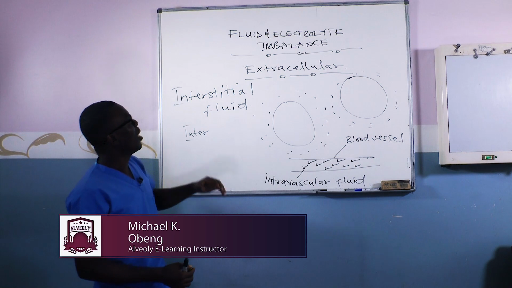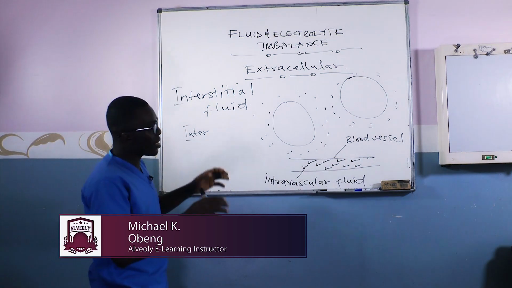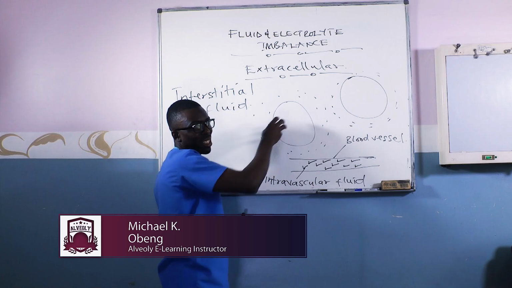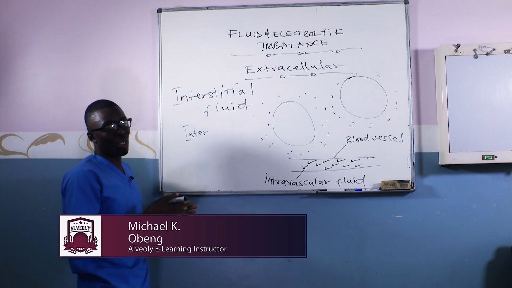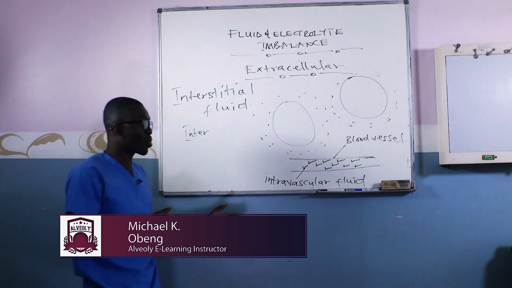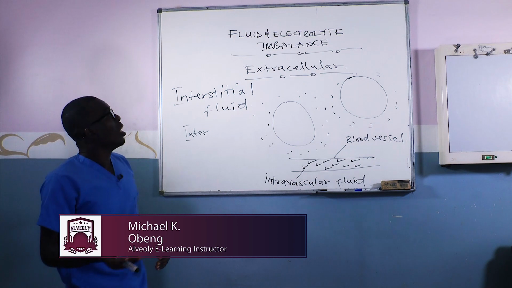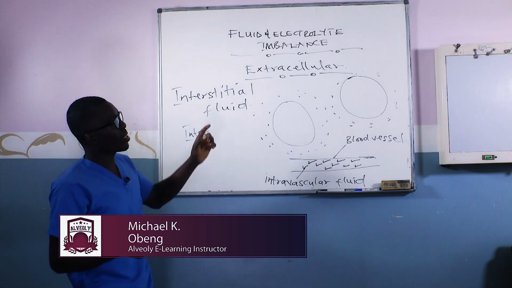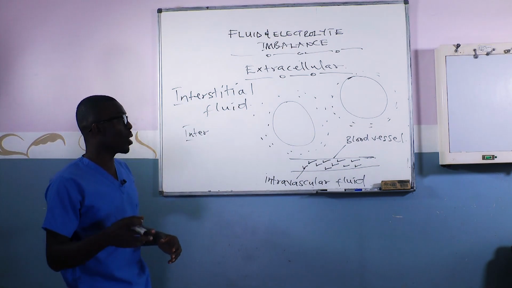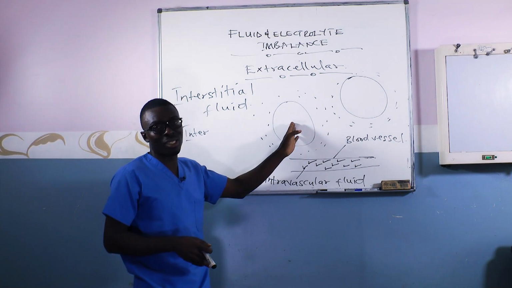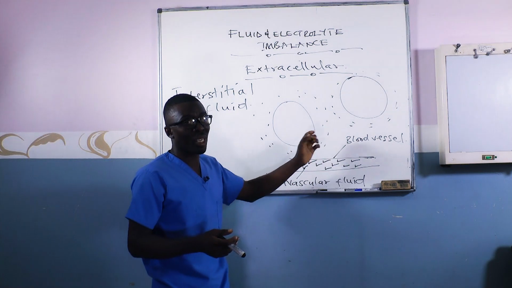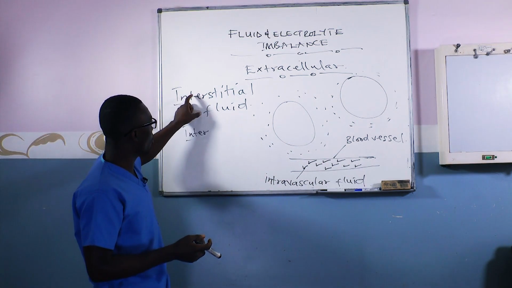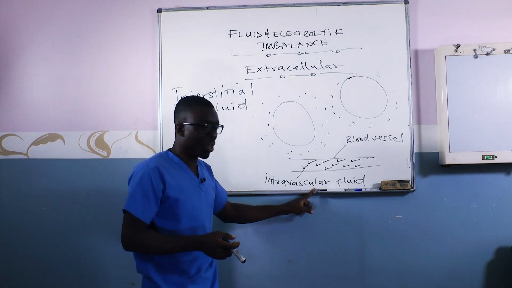So basically, these are the two compartments of fluid that we have in our body: intracellular fluid and extracellular fluid. The intracellular fluid is located within the cell, whilst extracellular fluid is located outside the cell. And outside the cell, we have the combination of interstitial fluid and intravascular fluid.